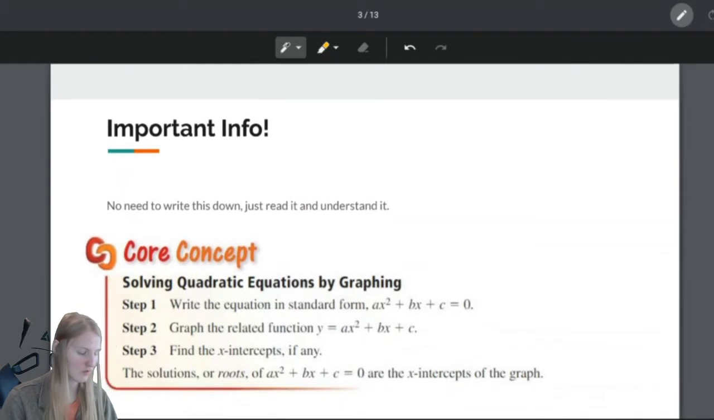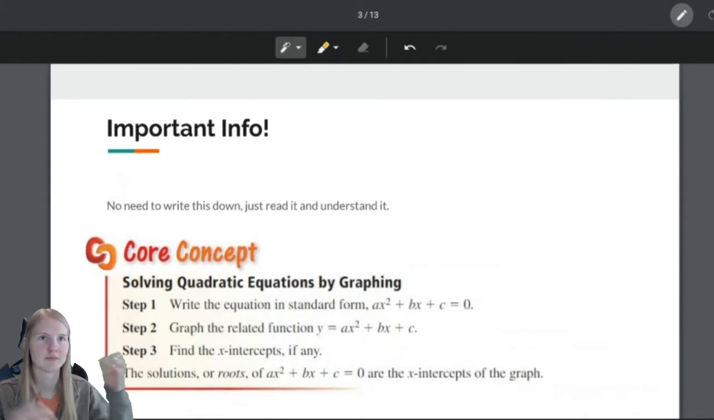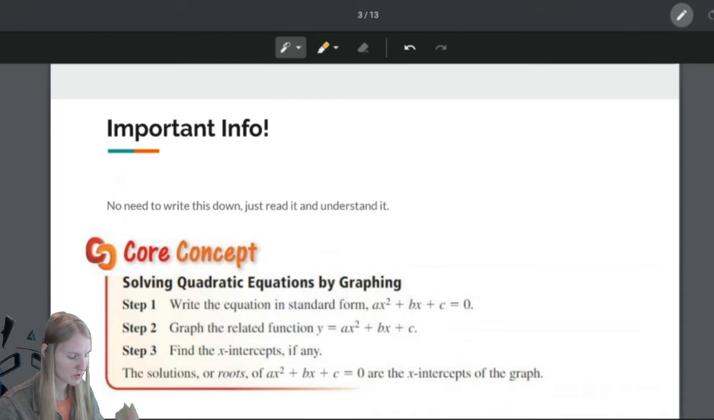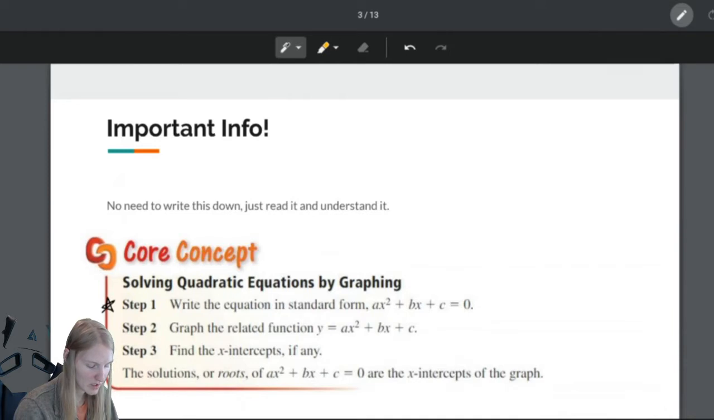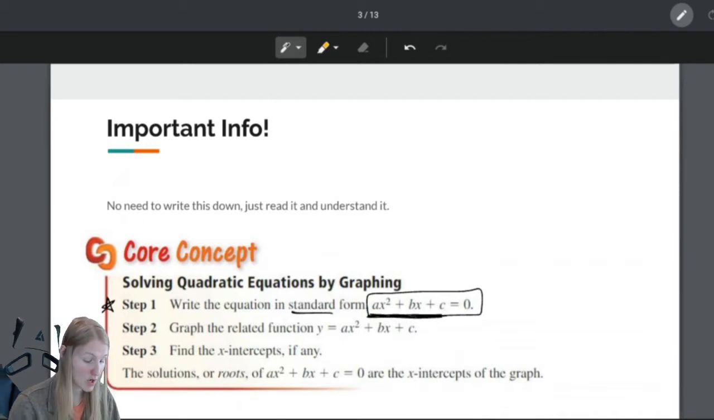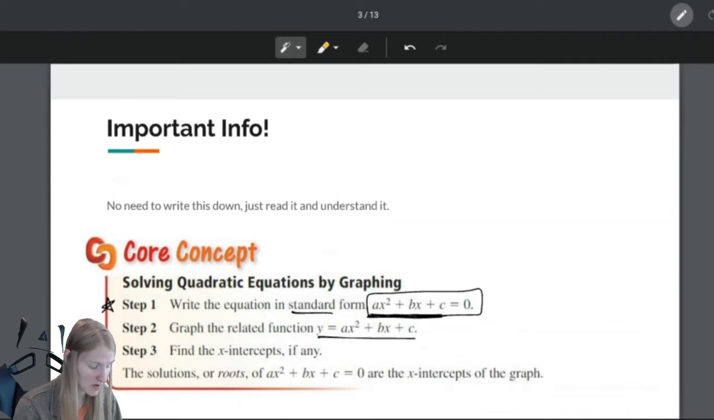Important information. Don't write this down, just keep it in your brain. So, solving a quadratic equation. Step 1, write the equation in standard form. That's what we call standard form, the ax squared plus bx plus c. Step 2, graph the related function. And step 3, find the x-intercepts. The solutions are the x-intercepts of the graph.